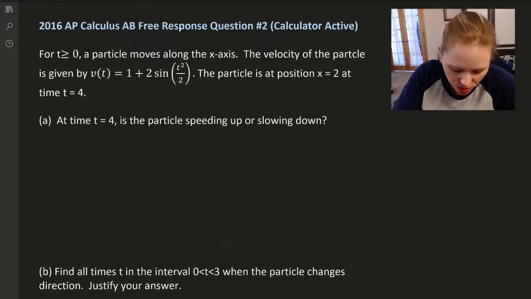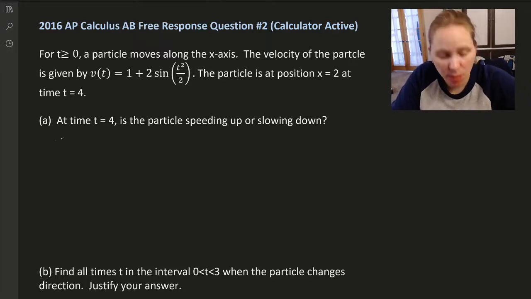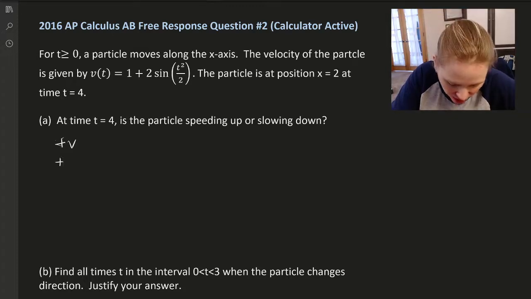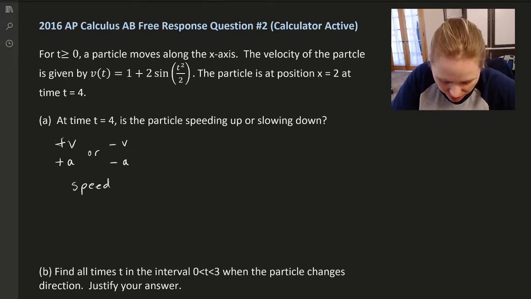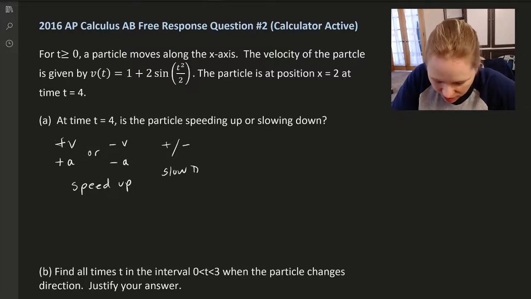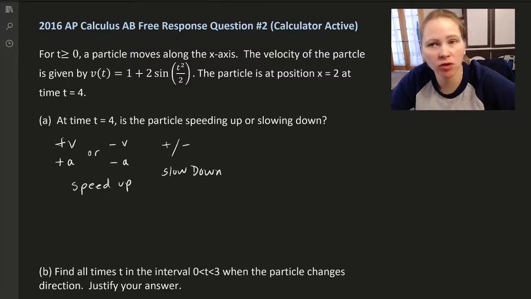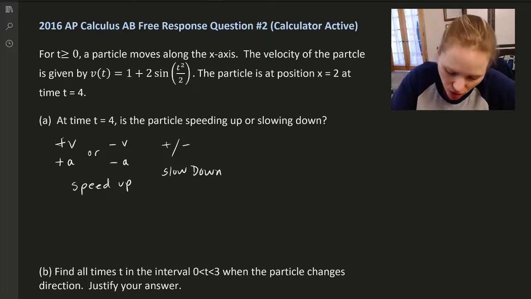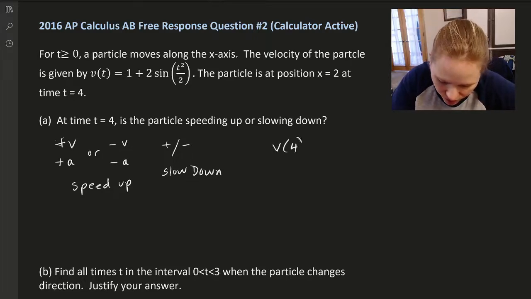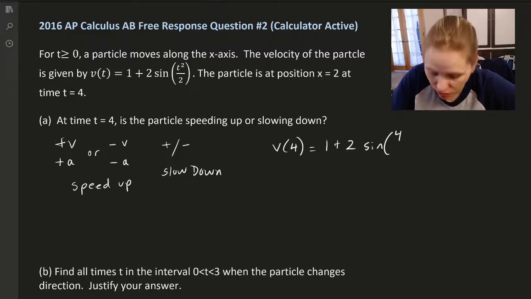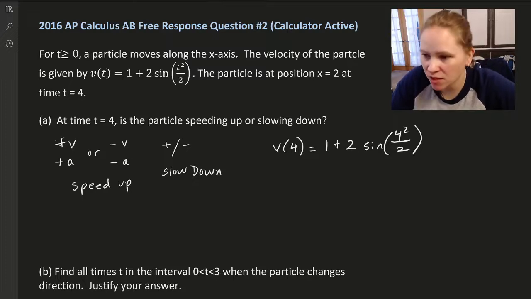So this is one of those things where you would have to remember that when you have positive velocity and positive acceleration, or negative velocity and negative acceleration, we're speeding up. And then if they're opposite, you're slowing down. So that's going to be our approach here, since we have an equation. So I'm going to find v of 4, and I'm going to plug that in. 1 plus 2 sine 4 squared over 2, and I'm going to punch that into my calculator.